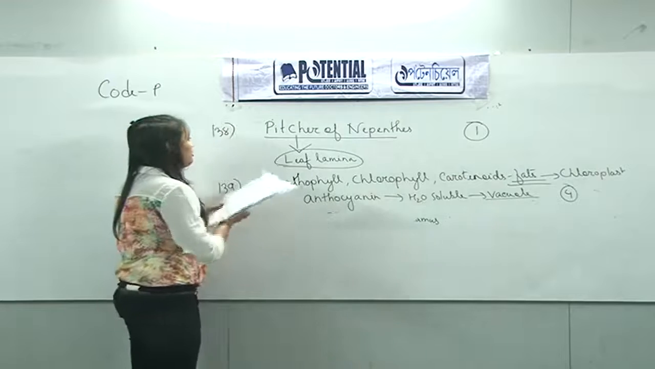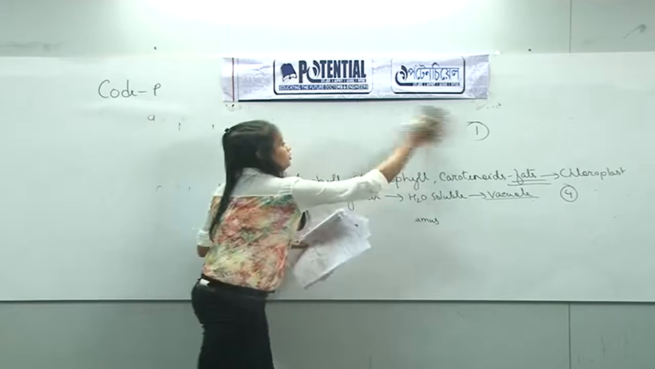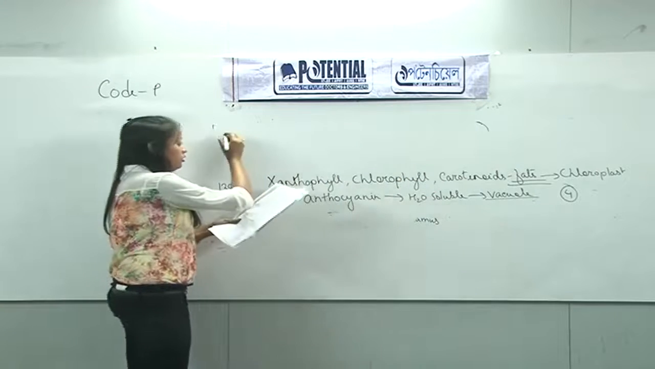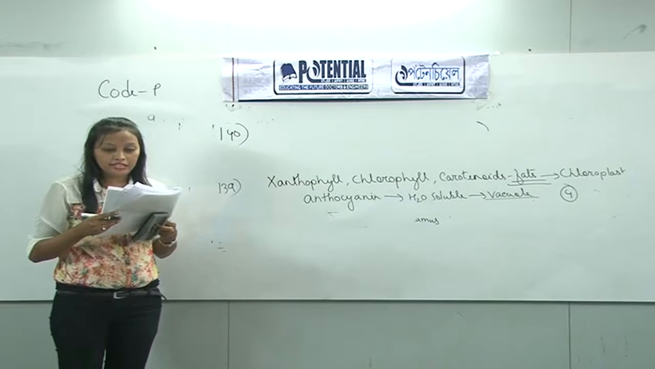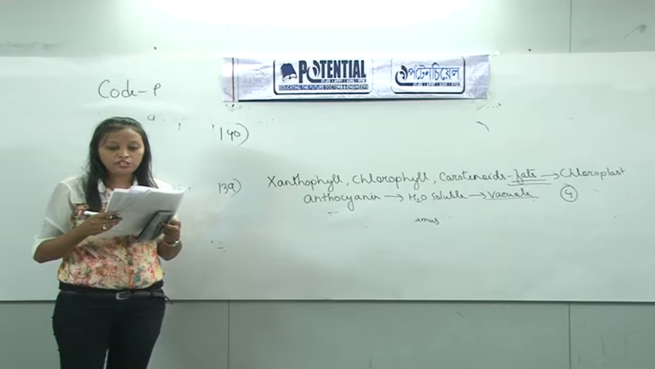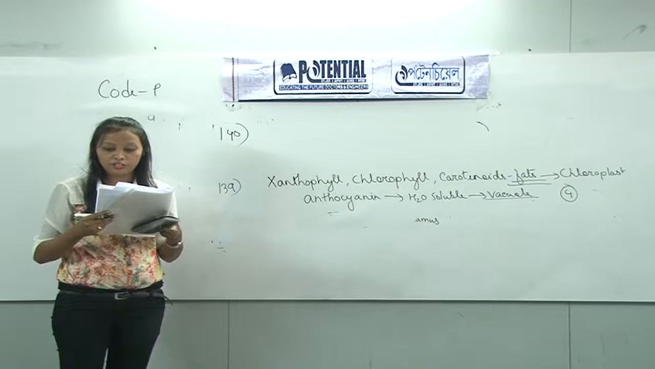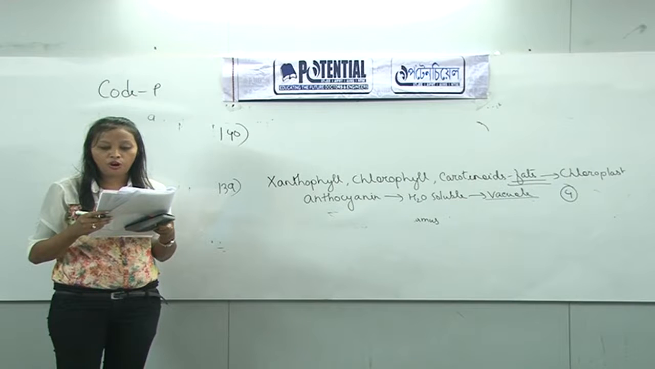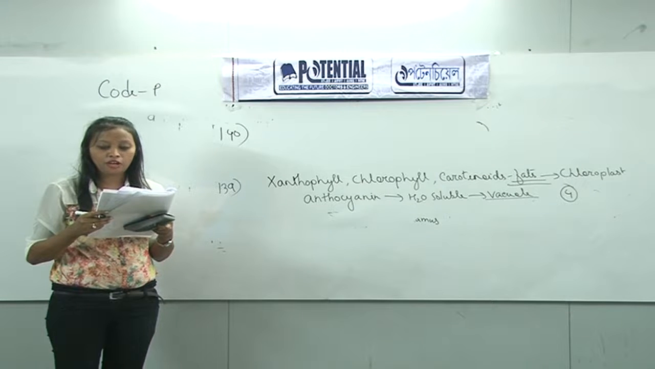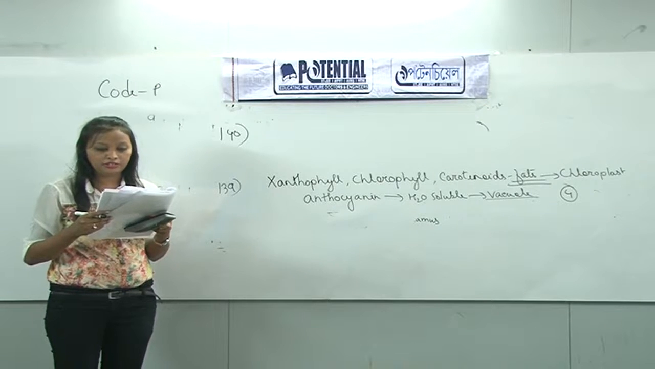Next, move to question number 140. Select the correct statement. Option 1, Gymnosperms are both homosporous and heterosporous. 2, Salvinia, Ginkgo and Pinus all are Gymnosperms. 3, Sequoia is one of the tallest trees. And 4, the leaves of Gymnosperms are not well adapted to extremes of climate.